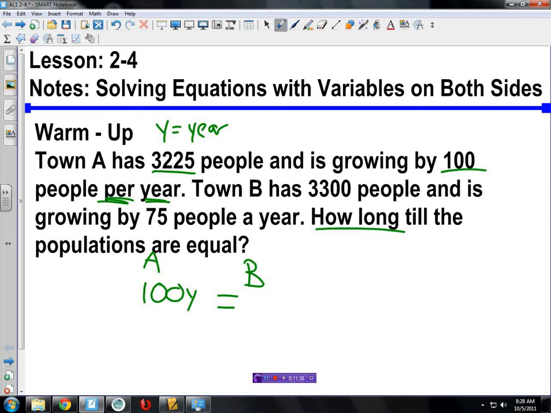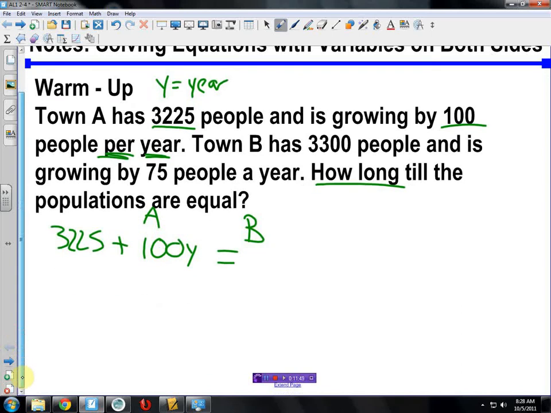Is that everything? What else do I need in there? Yeah. You need to add those two together, okay? All right, Chase, try to build me town B now. Y. Good.